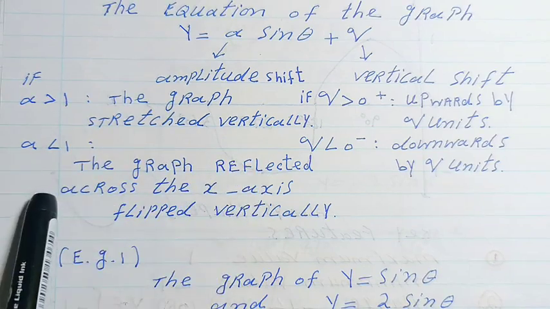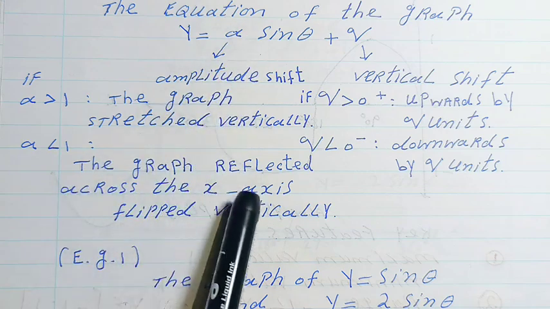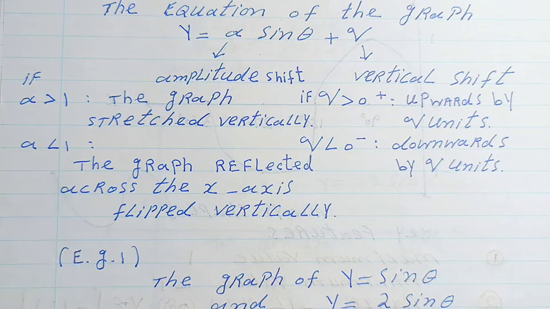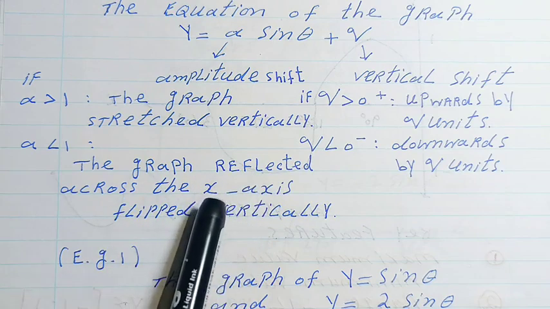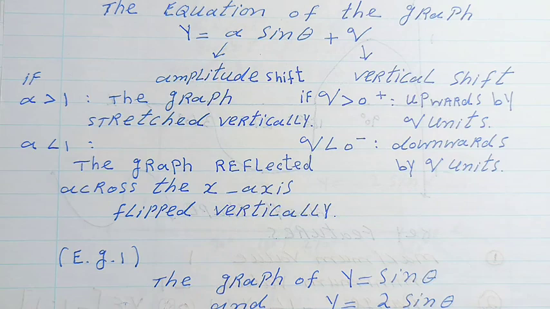And if a is less than 0, which means if you find -3, -2, the graph is reflected across the x-axis, flipped vertically, which means still stretched vertically but flipped vertically across the x-axis. The graph will have a reflection across the x-axis. Now I'll show you with an example how to solve this one.